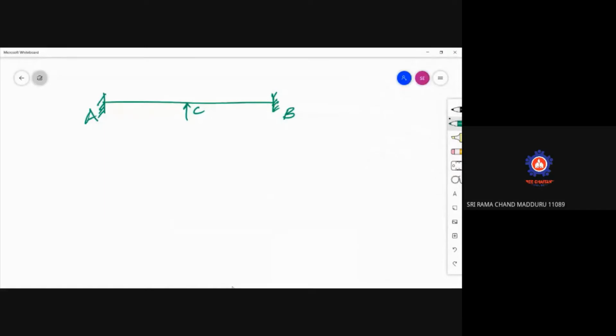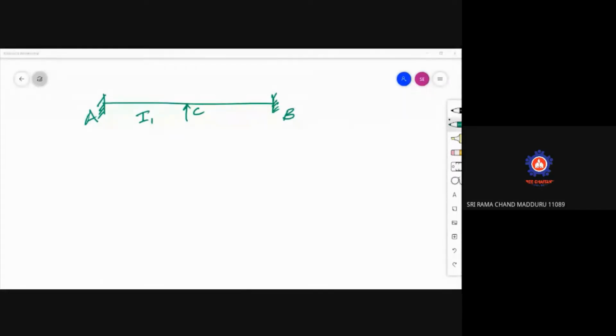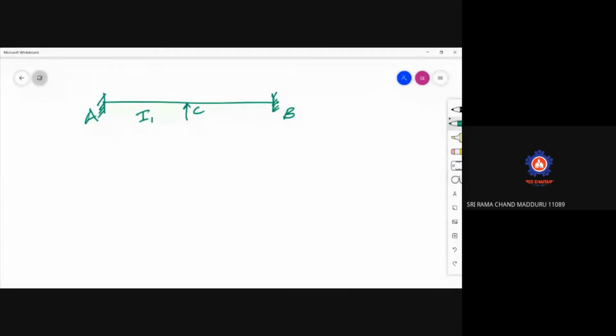CB as shown in figure. You can note down this diagram. So I1 is the moment of inertia of the span. L1 is the length of the span here. And in this one, L2 is the length of the span for CB.